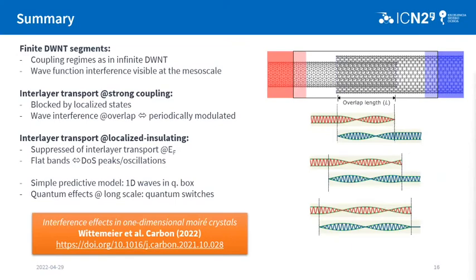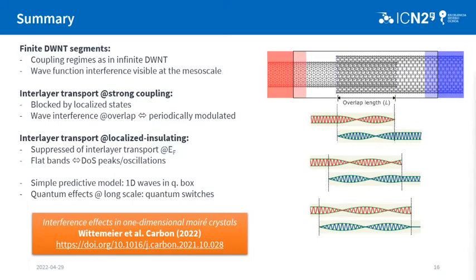I would like you to take a few things home from this talk, and that is that coupling regimes in double wall carbon nanotubes already are present in finite double wall carbon nanotube segments. So they're easily accessible in experiments. And wave function interference plays a very crucial role in explaining their properties and is visible at the mesoscale. In the strong coupling regime, interlayer transport can be significant, is sometimes blocked by localized states, and is periodically modulated by the overlap length.